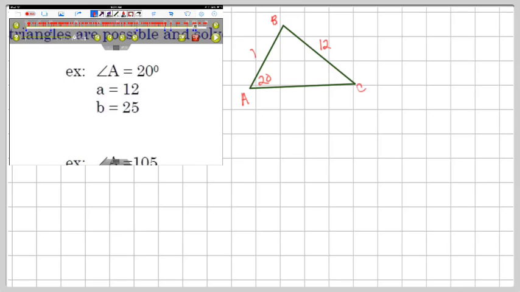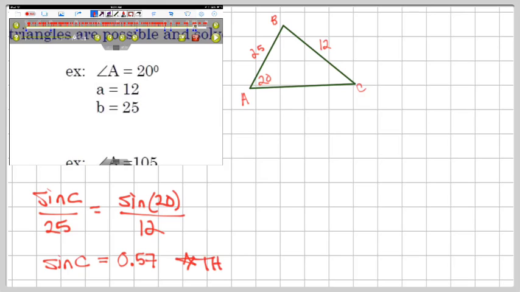If we look at another one, so here is, again, side-side-angle, right? And we're trying to solve for it. So if I set up my law of sines, I work through it, and I get sine of C is 0.57. So angle C is going to exist. So there's at least one solution to this thing, potentially more than one. And so as we do this, we're going to have to evaluate what that means.